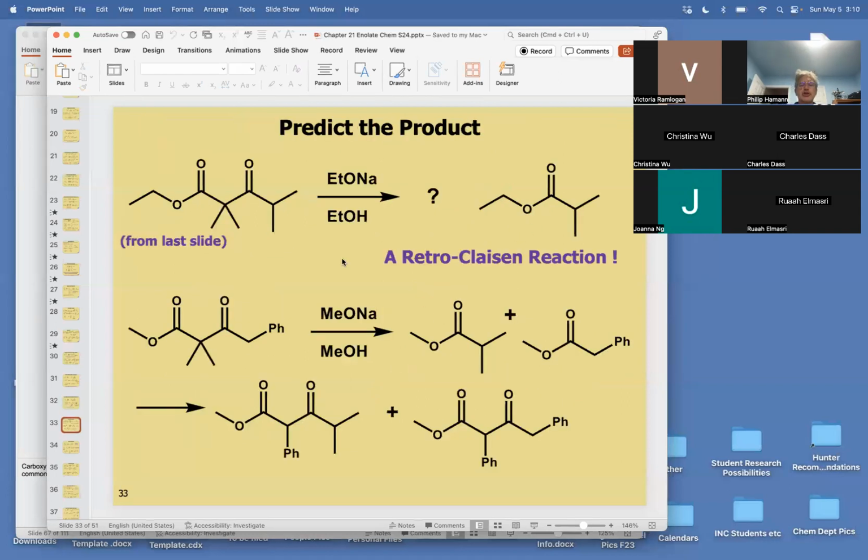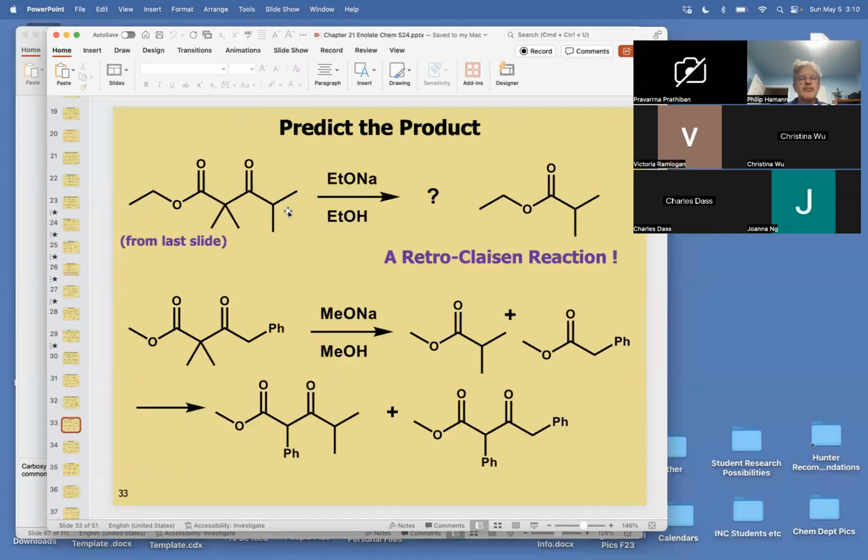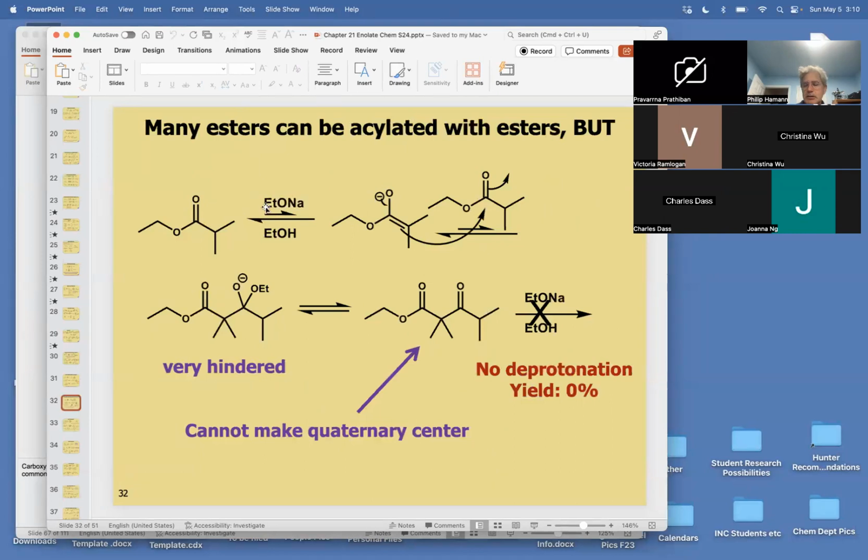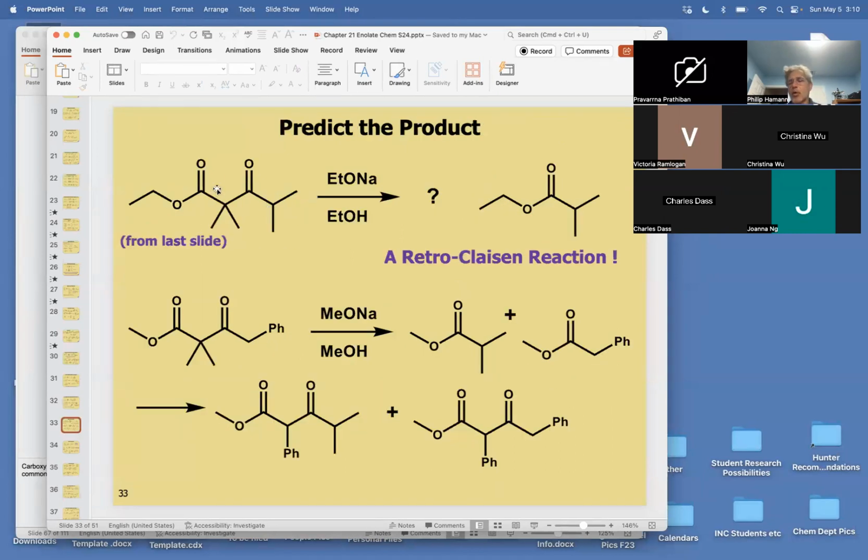Going on to the next slide, if you take the product from this slide made a different way, the compound's not impossible to make. It just is unstable in the presence of sodium ethoxide. So make it a different way. We don't have to worry about that too much.